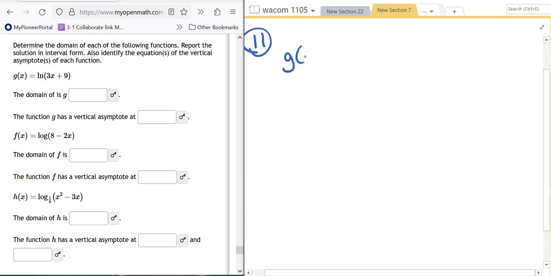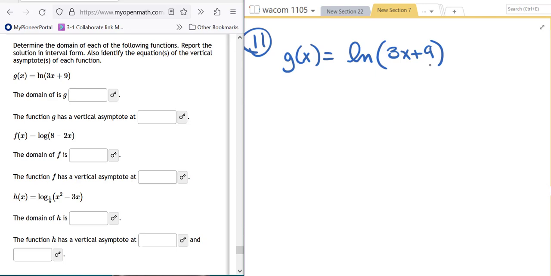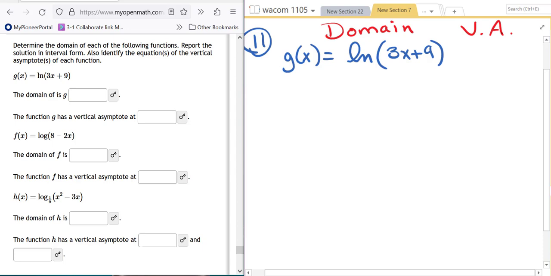So g of x is the natural log of 3x plus 9. And they're asking about domain, and then they want us to give the vertical asymptote. And it will be based on your domain. So domain is the question, and then we'll do vertical asymptote. All right, so all you care about is this piece. This is called the argument. This part has to be greater than 0.